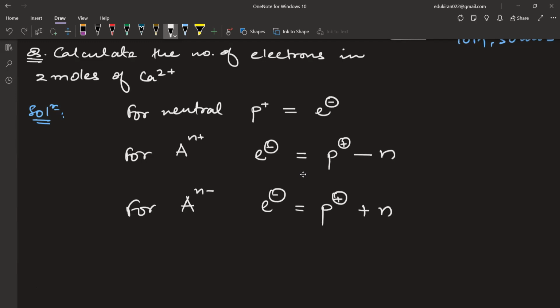Now for the calculation of the number of electrons, what do you do? So for number of protons, what did you do? Summation of the atomic number into the number of atoms, right? Now, since the calcium atom was only one in each molecule or in each ion, then we don't need calcium.